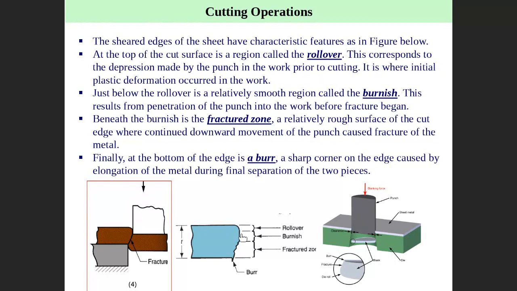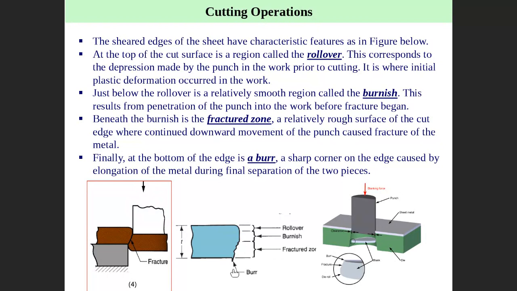Burnish here is where the punch wipes the surface, and this one is very good quality. This is the burnish, and then the fracture zone. Here the crack is initiated and propagated. This part is very rough. The fracture zone is a very rough area, and this is where separation is done. From the beginning to here is permanent deformation. And here a crack is initiated and propagated to fracture, and then fracture happens here. We call it the fracture zone.